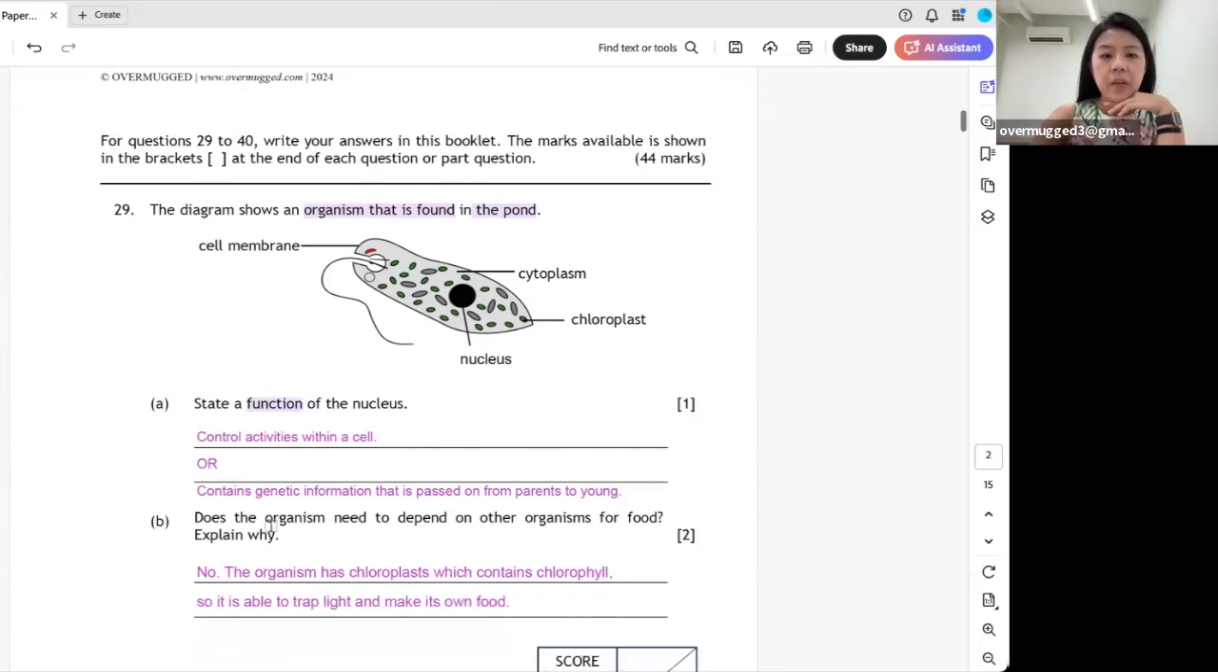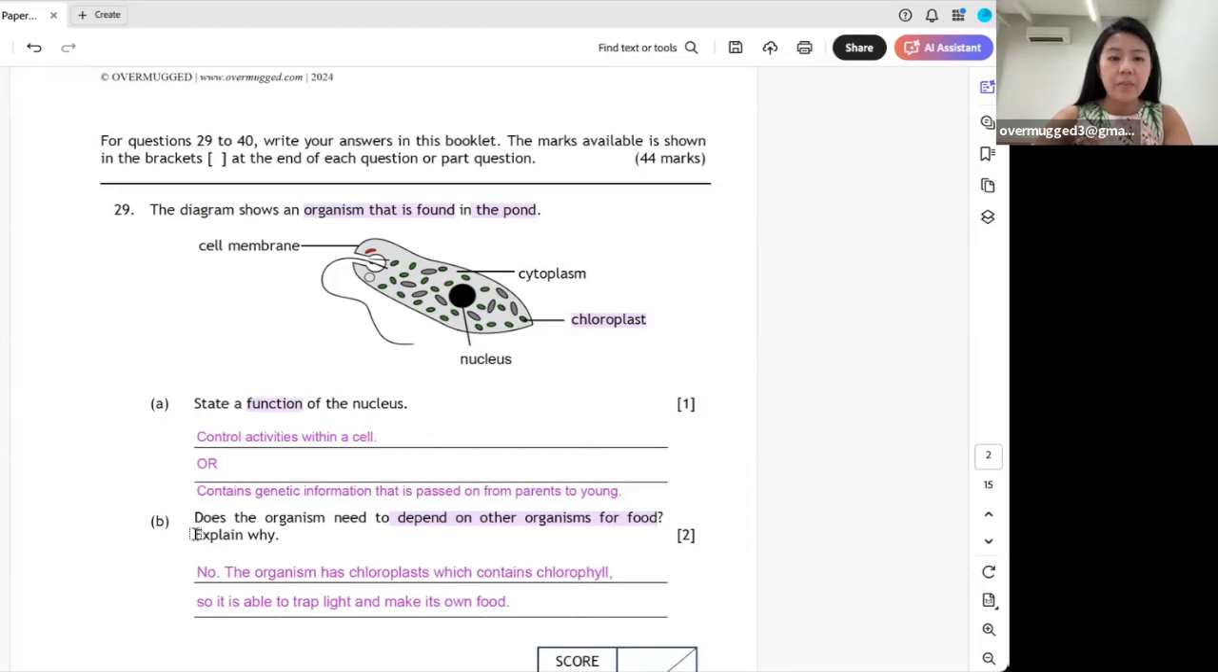Now in part B, they're asking if the organism needs to depend on other organisms for food? Now, straight away, you should be narrowing down to the part of the plant, chloroplast, right? Because we've seen chloroplast in plants before. This is why plants can make food, okay? So will this organism depend on other organisms? No. The organism itself actually has chloroplast, which contains chlorophyll to trap light and make its own food.